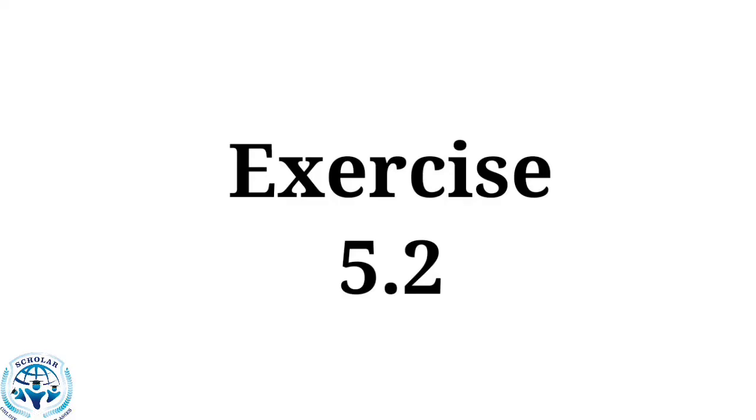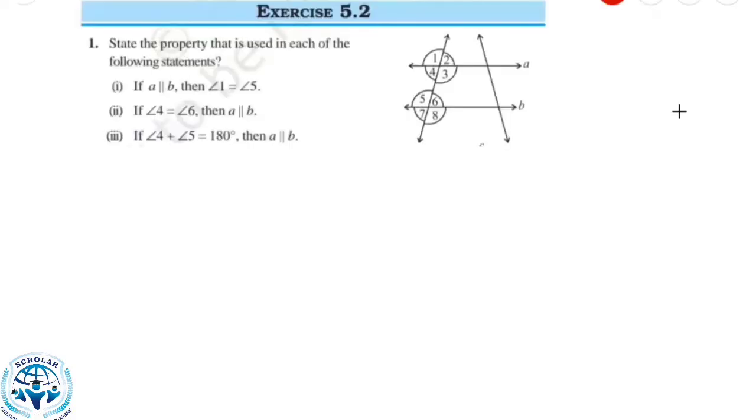Now let us solve the problems of exercise 5.2. In the first question, state the property that is used in each of the following statements. Number 1, if A is parallel to B, then angle 1 is equal to angle 5. So what are these angles? These are corresponding angles, right? Given A is parallel to B, therefore angle 1 is equal to angle 5 because they both are corresponding angles.